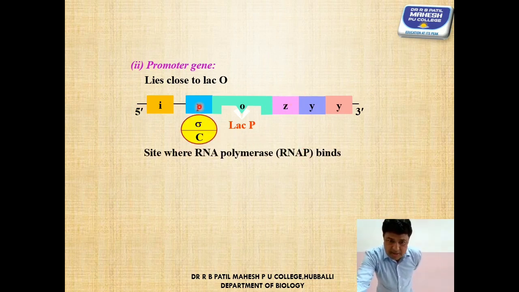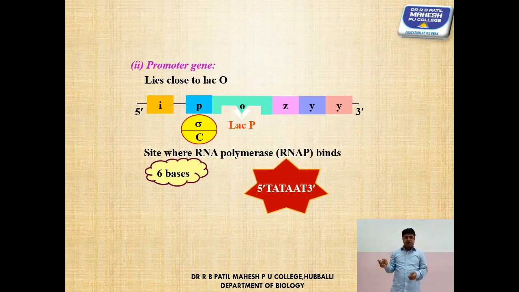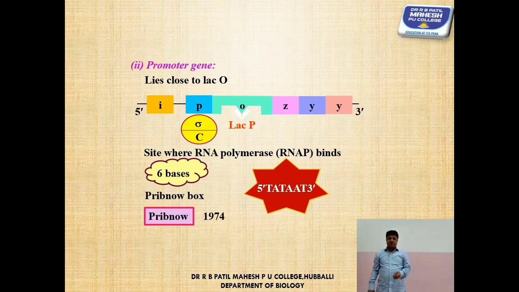So promoter is a site where RNA polymerase enzyme binds and initiates the transcription process. And it is made up of 6 bases, which is commonly known as TATA box or Pribnow box in prokaryotes. It is named after the discoverer.